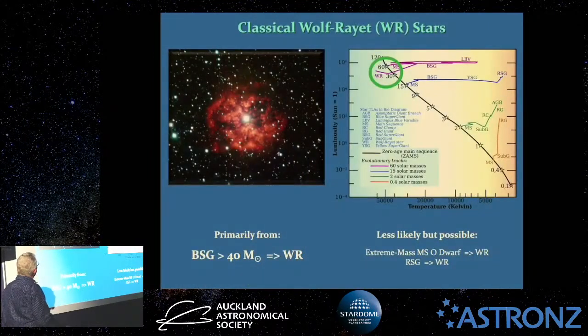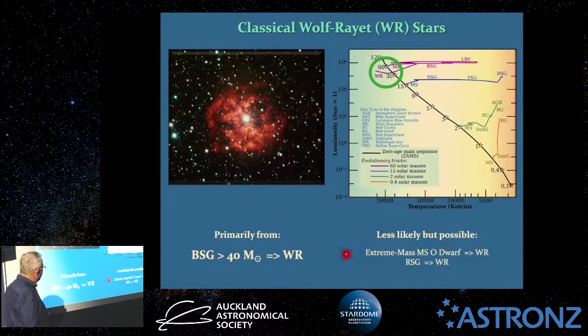Your classical Wolf-Rayet stars, there are three ways you can get them. Primarily, it's from a blue main sequence star greater than 40 solar masses. Remember, less than that, and it remains stable and swells out to a red supergiant. But more than that, and it just loses its material in a continuous fashion to expose it. That's the most common way you get yourself a Wolf-Rayet star.